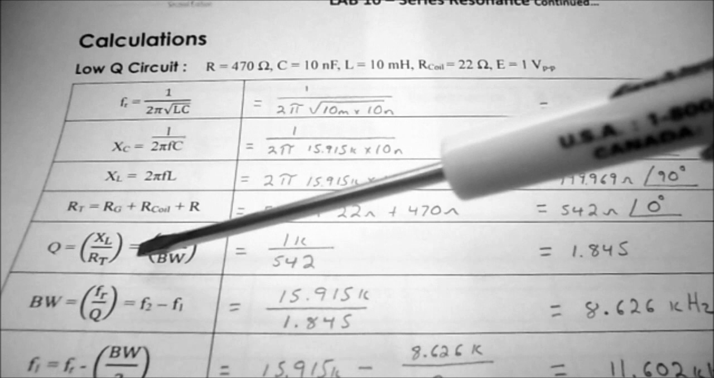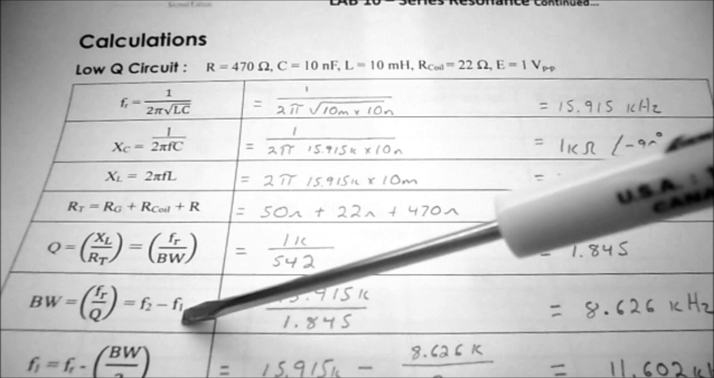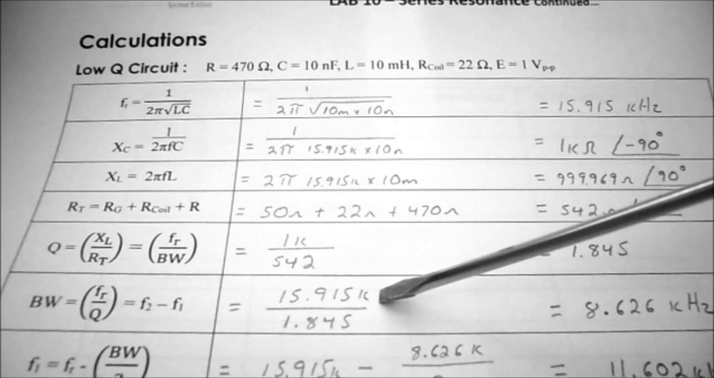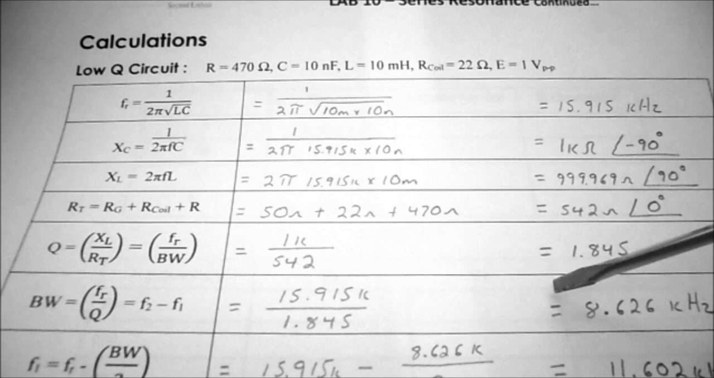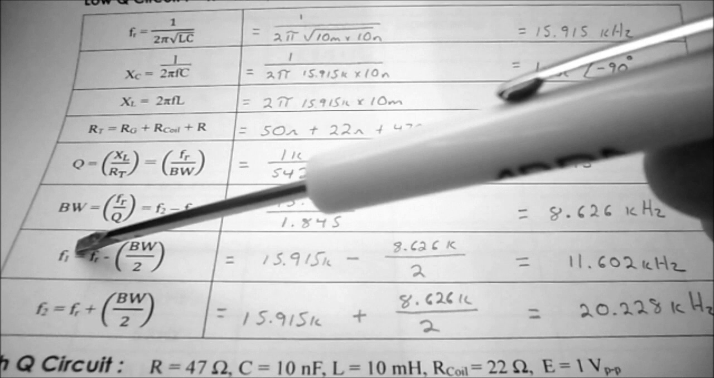The bandwidth is equal to the resonant frequency divided by the Q. It's also equal to F2 minus F1, but here we're going to use FR divided by Q. So that's 15.915K divided by 1.845, and that works out to a bandwidth of 8.626 kilohertz.